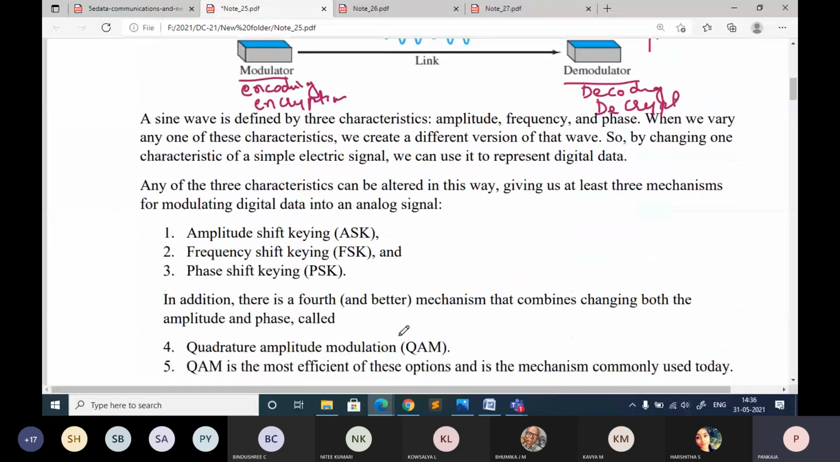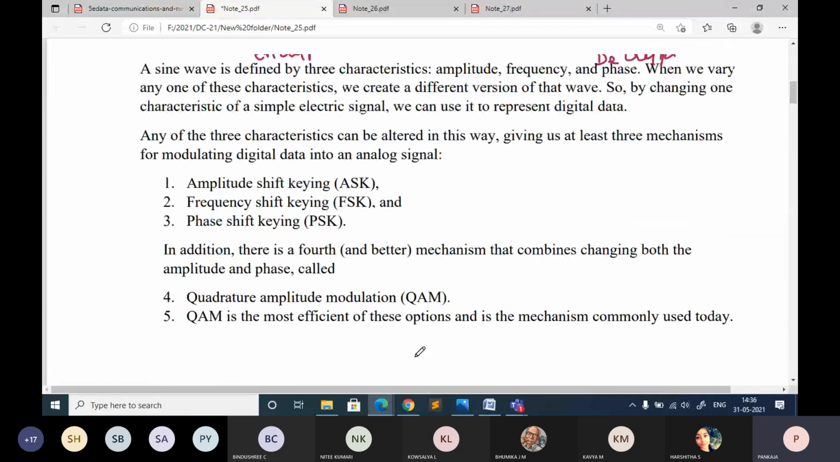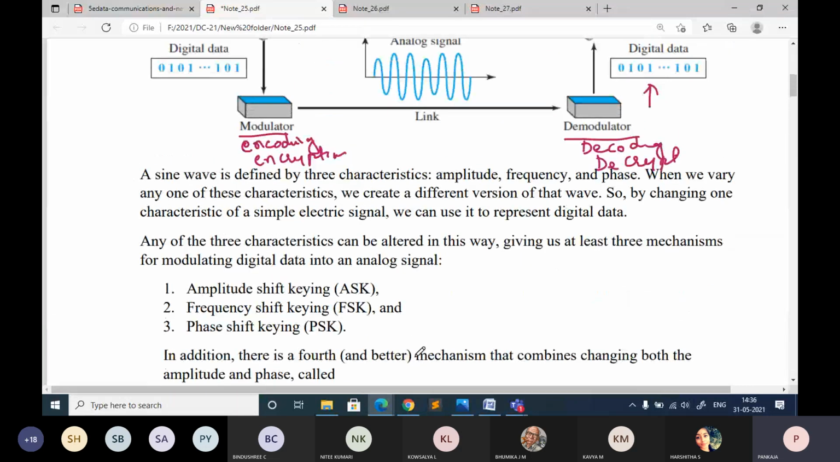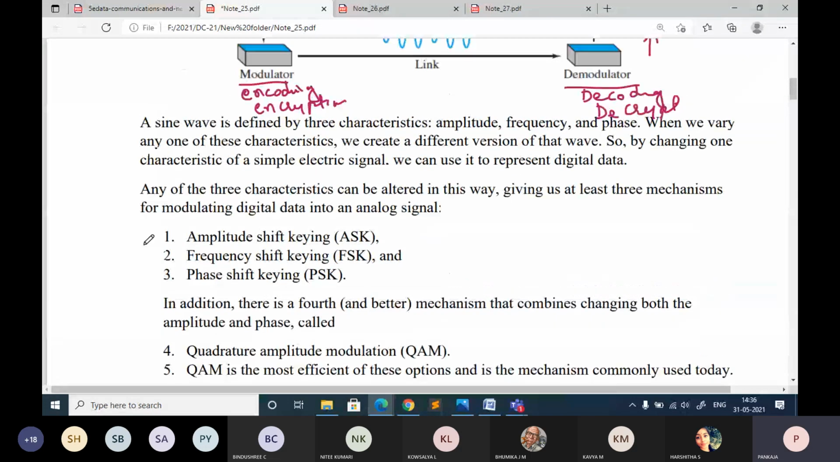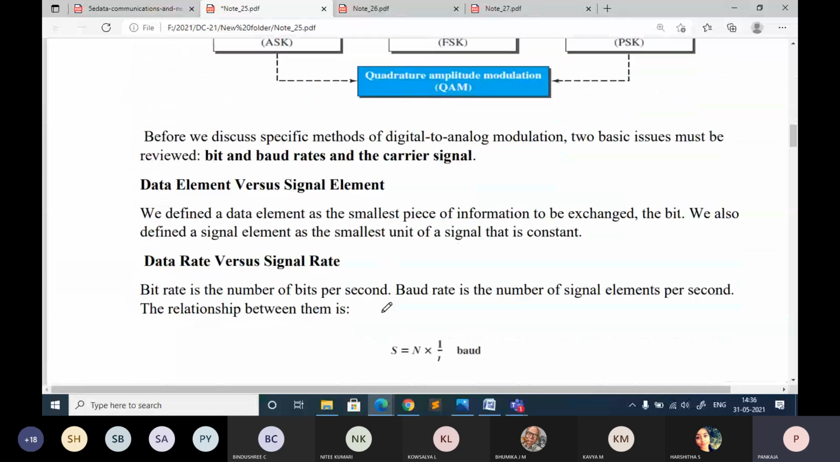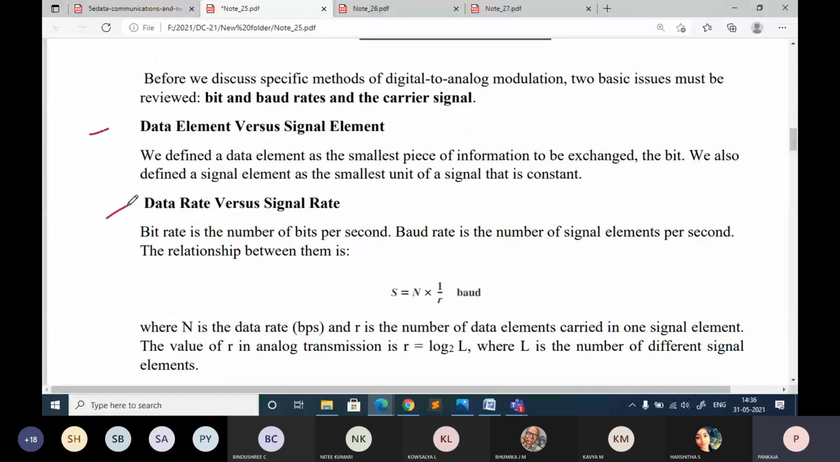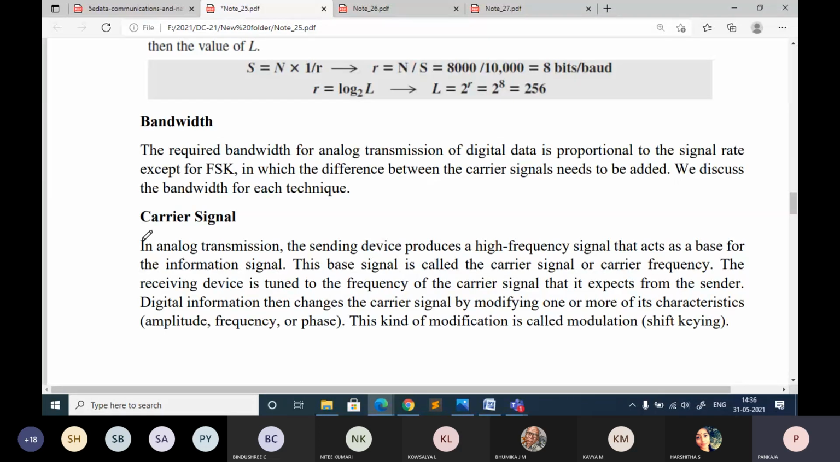So, did we start? I think we have discussed some of the parts here, some of the characteristics. These three types plus quadrature amplitude modulation I told. Then we have discussed what is data element and data rate. You need to use this formula, and we have solved one problem on this also. What is bandwidth? Now let me continue with the carrier signal.